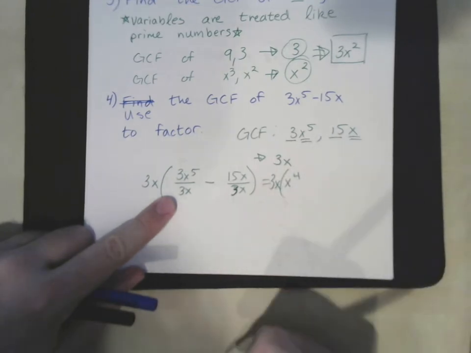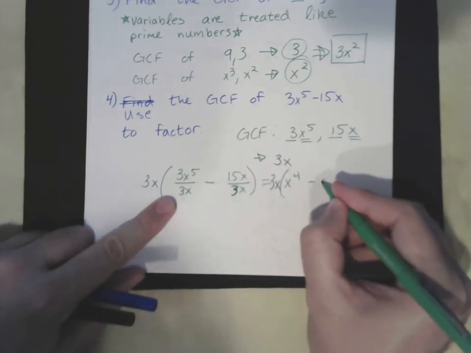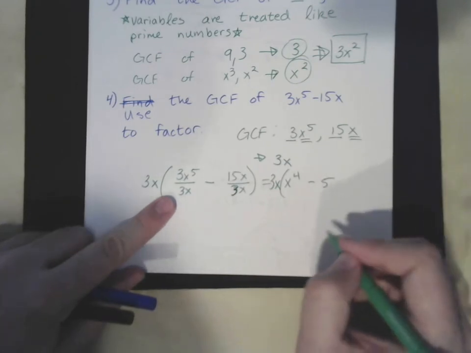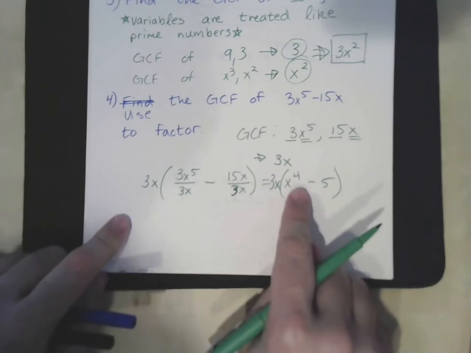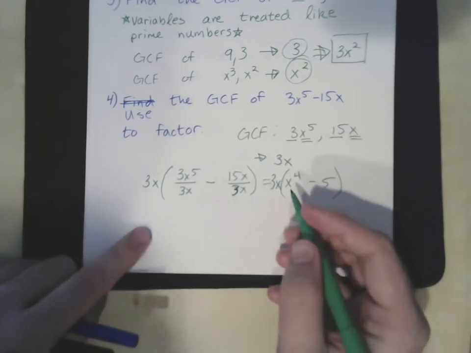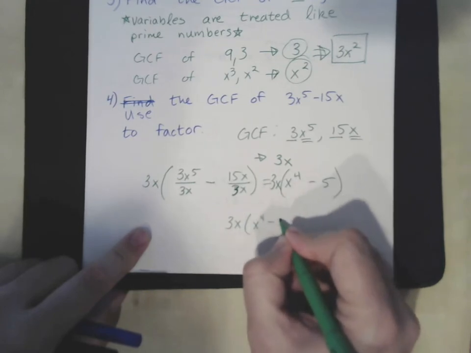Forgot the 3x on the outside. That's still there. 15 divided by 3 is 5. X divided by x is still just 1, so we don't need to write that. And so now we've factored it, and our final answer, 3x times (x to the 4th minus 5).